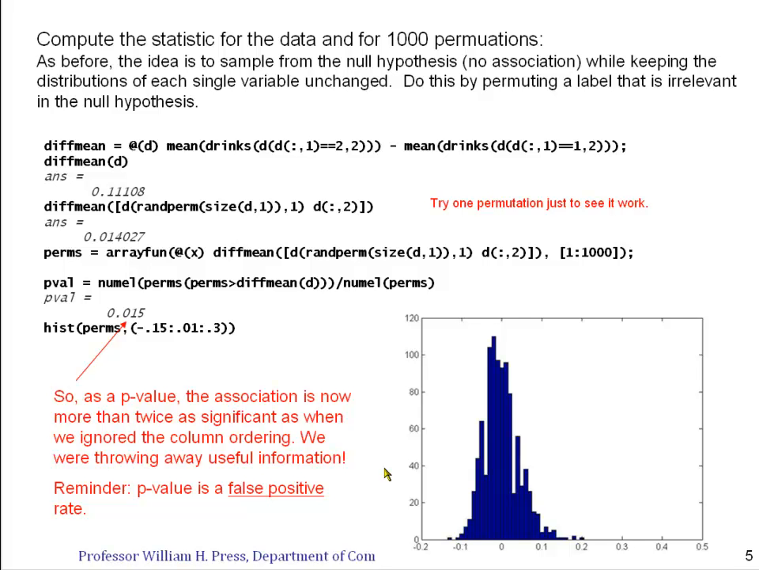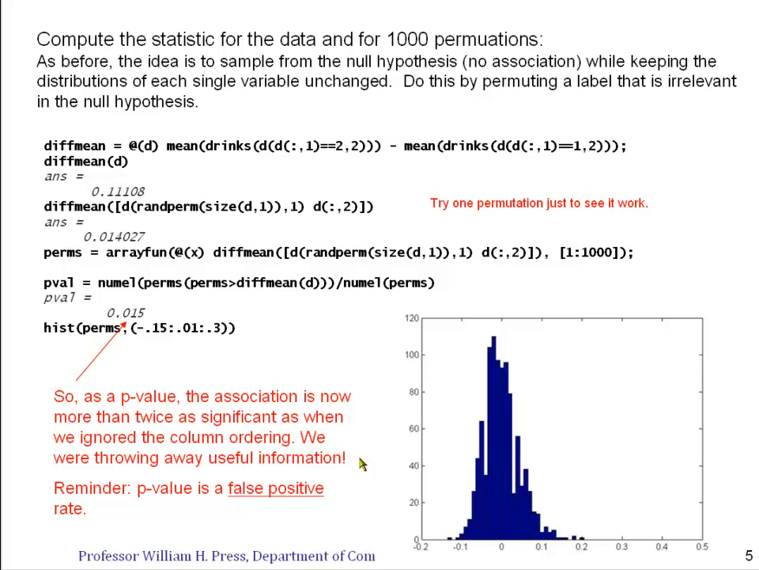So we now have a p-value that's more than twice as significant as when we did it in the previous segment, ignoring the column orderings. That means that we were indeed throwing away useful information in treating the table as a nominal table, and now we're regaining that information and getting a more significant result by recognizing that the table is in fact ordinal.